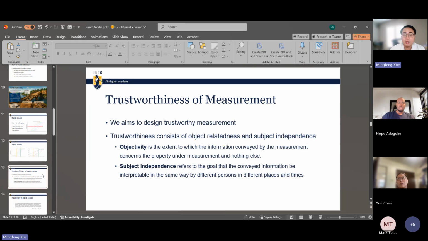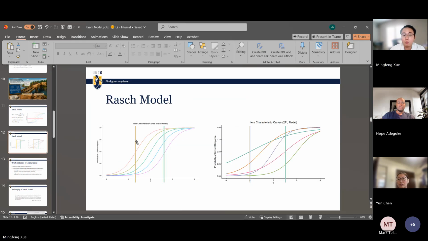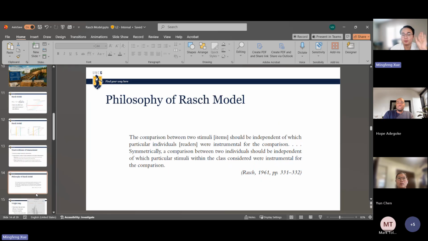And this is one of the benefits of the Rasch model, because across different trait levels, we can ensure that the item difficulty will not change. The item difficulty order will not change depending on the trait level. So this reflects the philosophy of the Rasch model.